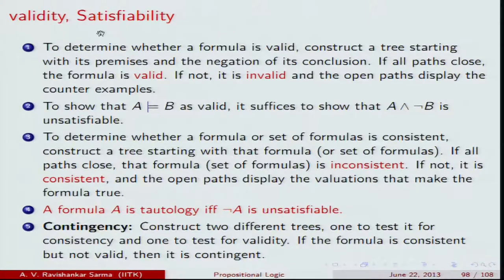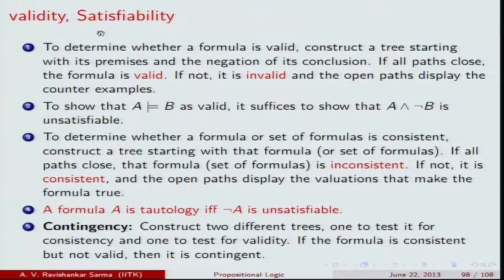First, if you want to determine whether a formula is valid, one needs to construct a tree using all the alpha beta rules that we have been discussing so far. First, what we will be doing is you take the premises into consideration and the negation of the conclusion. If all the paths close, then the formula is considered to be valid. If it is not, then it is going to be invalid. Some examples which we take into consideration, and then we will see when the conclusion follows from the premises, that means the validity.